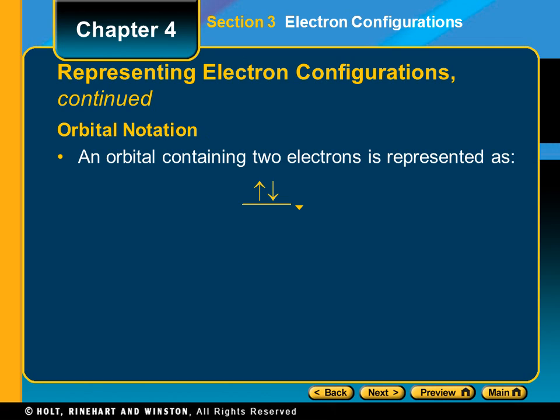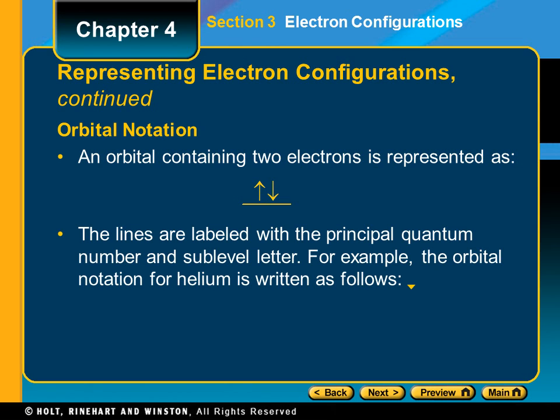Now, if the orbital contains 2 electrons, remember, every orbital is going to be represented by a line. If it contains 2 electrons, you're going to represent the second electron with an arrow, but it's going to be an arrow facing in the opposite direction to show that one electron has a spin orientation in one direction and that the other electron has a spin orientation in the opposite direction. And the lines are labeled with the principal quantum number and sub-level letter.